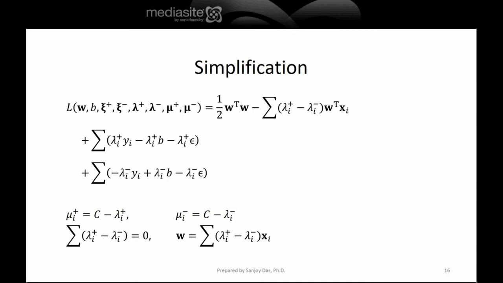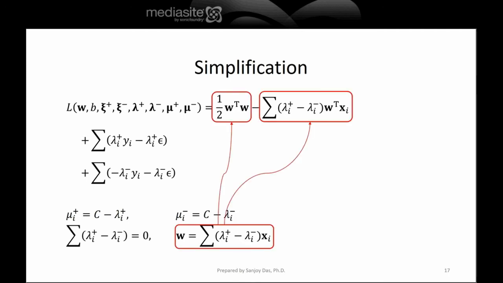That gives rise to this. I've moved those terms from the second two summations here. And now I note that lambda I plus minus lambda I minus is equal to 0. I have minus lambda I plus here and a plus lambda I minus here, and they are both multiplied by the same constant b. Therefore, they cancel out, leaving me with this.